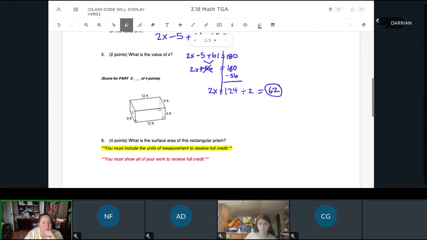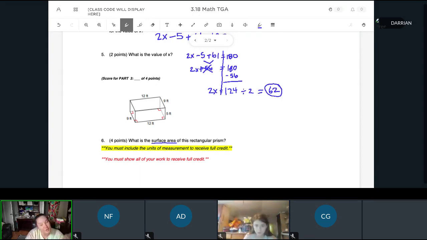Okay, I'll leave 5 up there for those of you that are still copying. Number 6, we have a rectangular prism. It says, what is the surface area? Y'all underline that. We're looking for surface area. That should be the first thing that goes off in your head when you read that. What is the surface area of this rectangular prism?